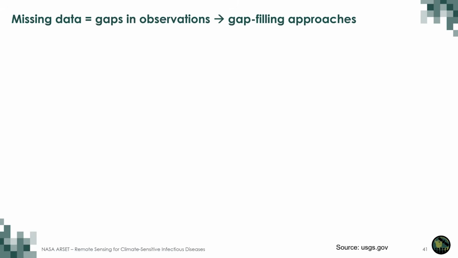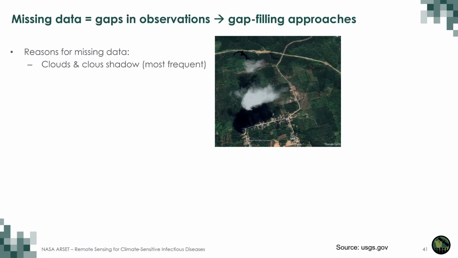So the key part here is Earth observation data very frequently comes with missing data. There are a lot of gaps in observations, and those gaps require gap filling approaches to make up for the data that wasn't observed. There are different reasons for missing observations. The most common by far is the presence of cloud and cloud shadow.